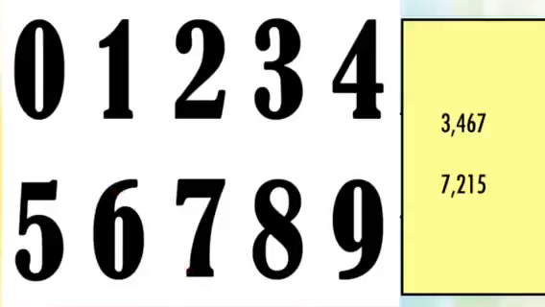For example, we have the numbers 3,467 and 7,215. In both of these numbers, we have this digit 7. So this 7 is in the ones place. It's just like if I had 7 $1 bills, its value is 7. But this digit 7 is in a thousands place, which would be like if I had 7 $1,000 bills, I would have 7,000. So this value is 7, and this value is 7,000.